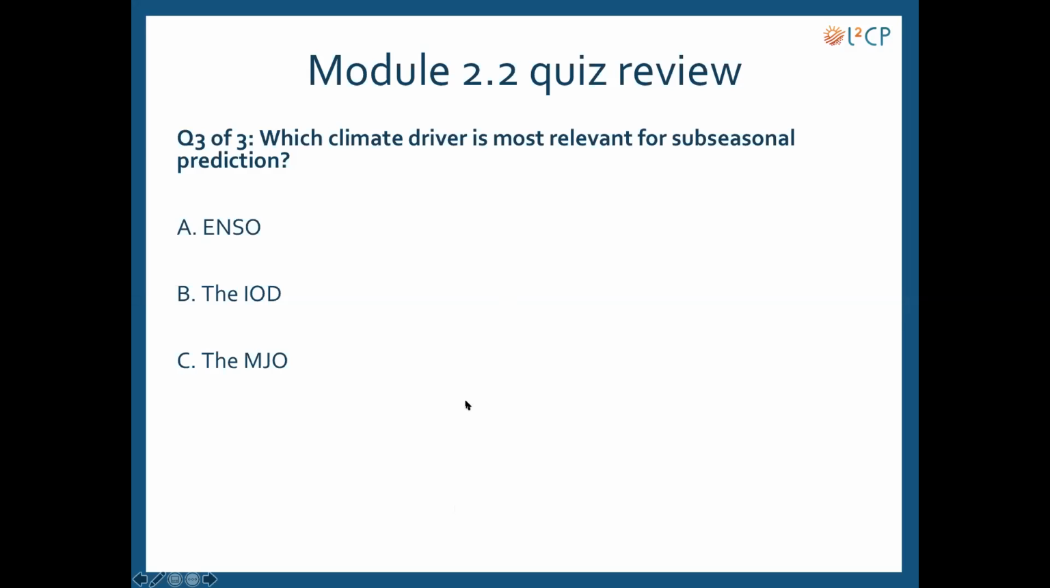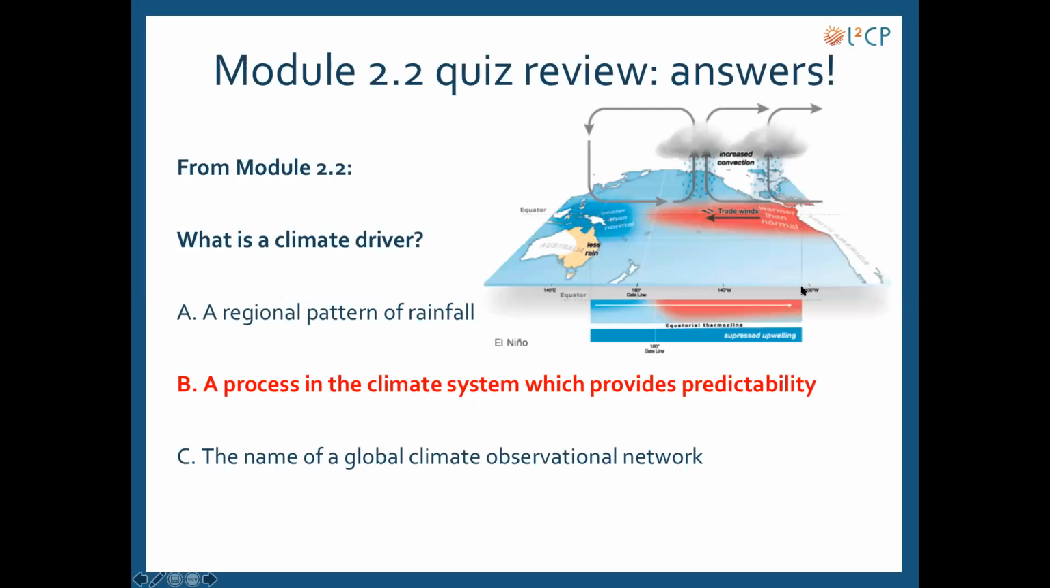Right, I can share these results now with you, and I'm very pleased to say that 100% of people got question 1 right. A climate driver is a process in the climate system which provides predictability. Well done, everyone. So an example on the slide is El Nino, ENSO in the Pacific, showing the warming of the central and eastern Pacific, the shift in the Walker cell.